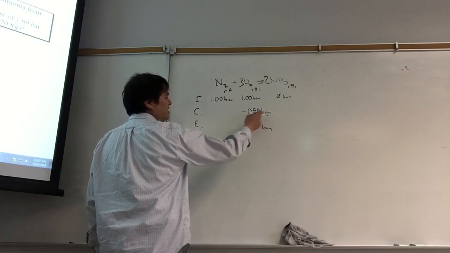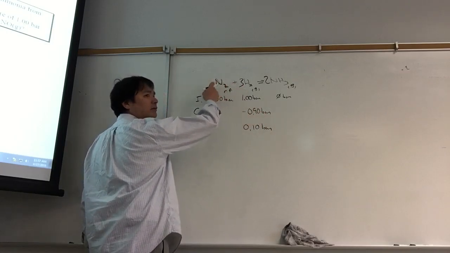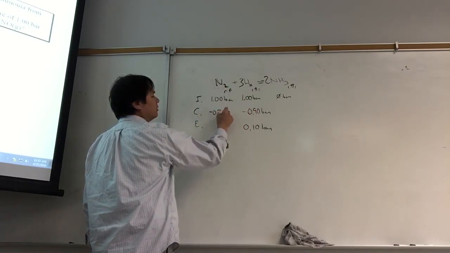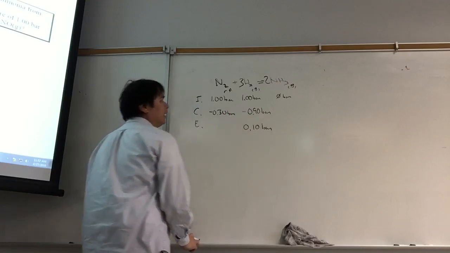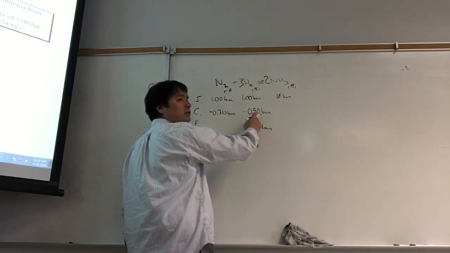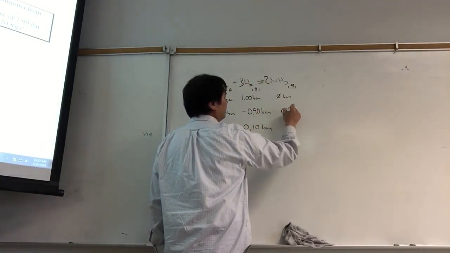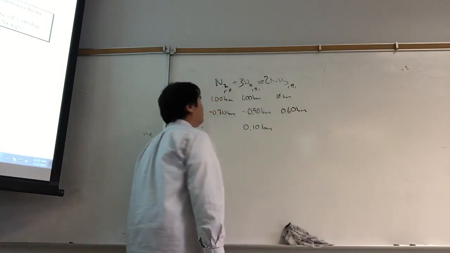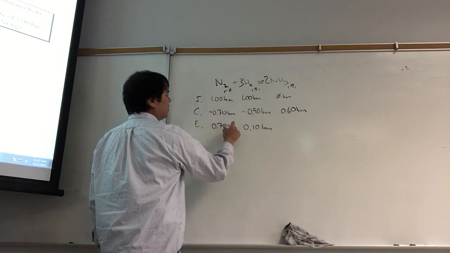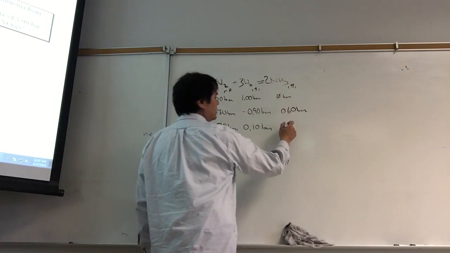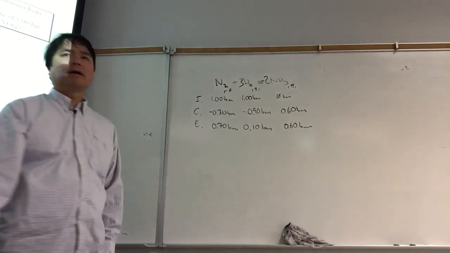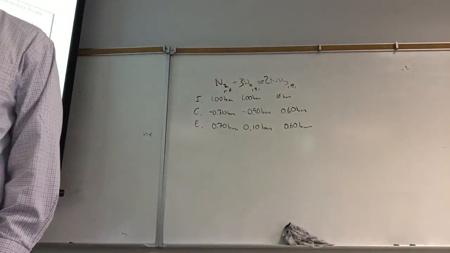So if I lose 0.90 bars, then I'm going to lose 1/3 of that for nitrogen. And so for nitrogen, it's going to be minus 0.30 bar. And then I'm going to gain 2/3 of this, 0.60 bar. And so here, 1 minus 0.3 gives me 0.70 bar, and 0 plus 0.60 gives me 0.60 bar here. And so this would be my 90% conversion using an ice table.